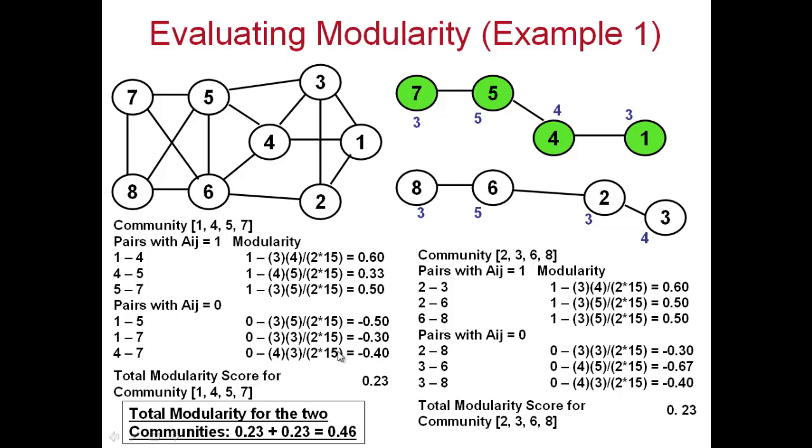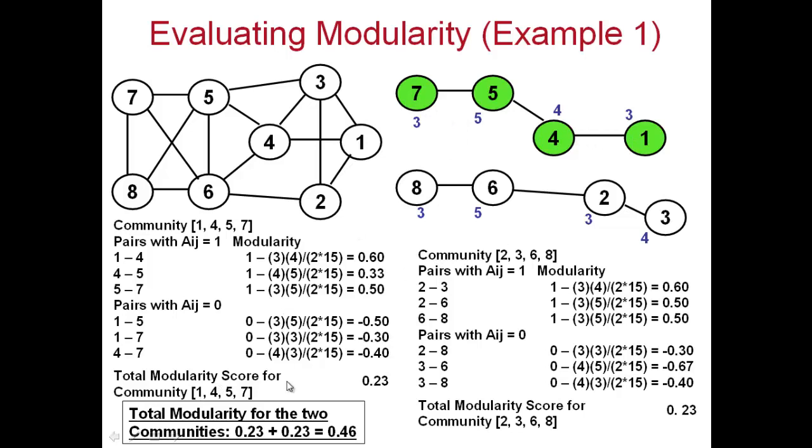Okay. So once you get the modularity scores of the pairs of vertices that are part of a community, add up all the modularity scores. You will get, in this case, 0.23. So that is the modularity score for this community 1, 4, 5, 7.